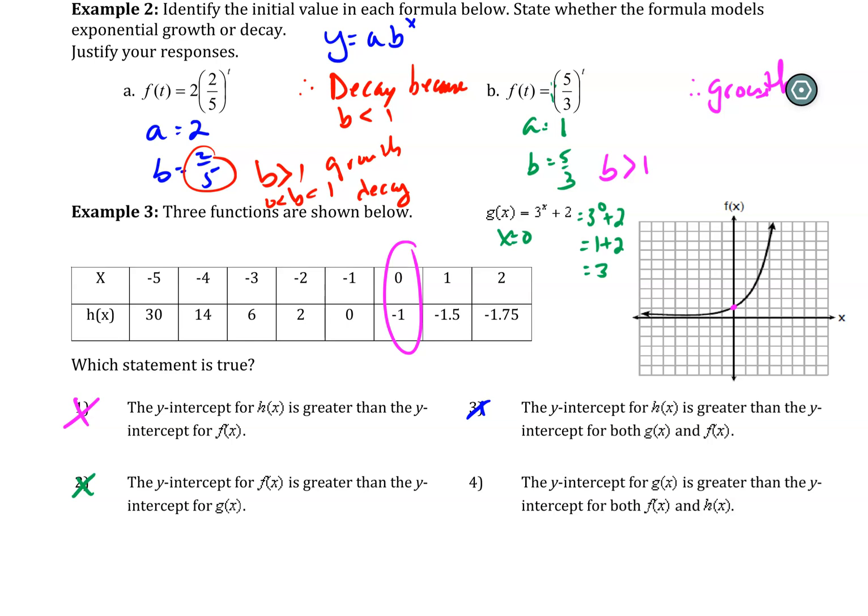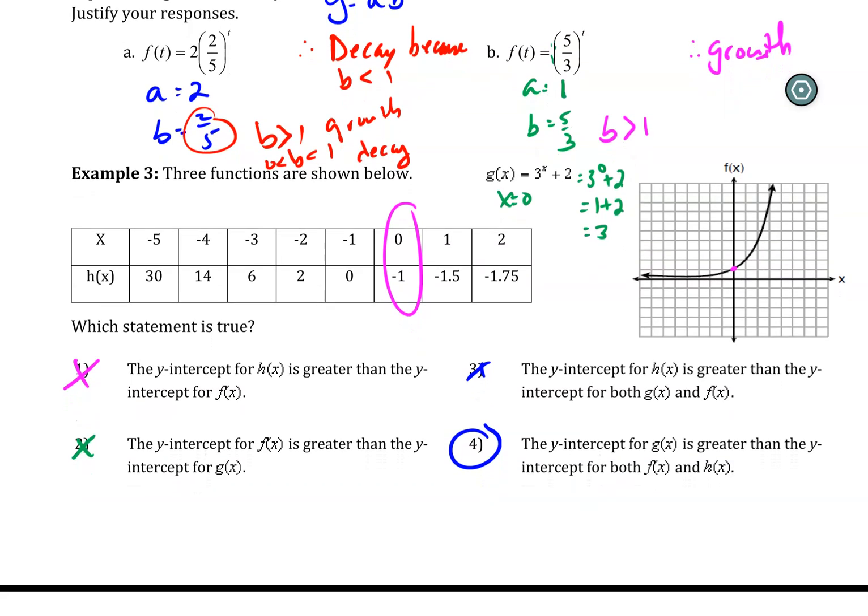The y-intercept of g of x is greater than f of x and h of x, which is true, making option 4 the correct answer. So again, not a lot of work here. There's really not much math. I mean, yes, I had to plug in here to find this value, but otherwise, it's just interpreting the information from your knowledge of the exponential functions.